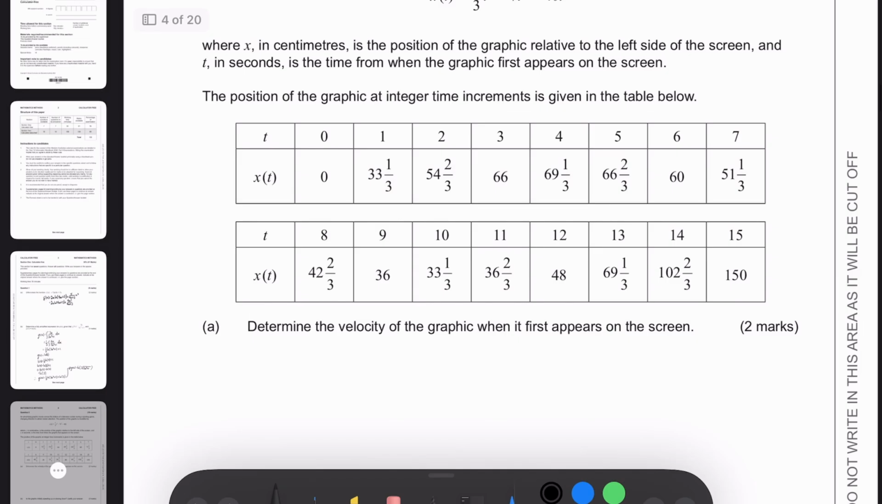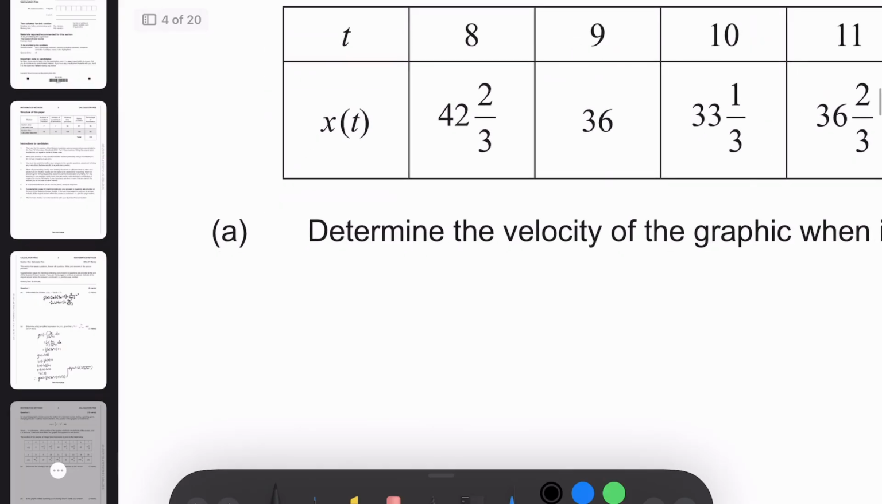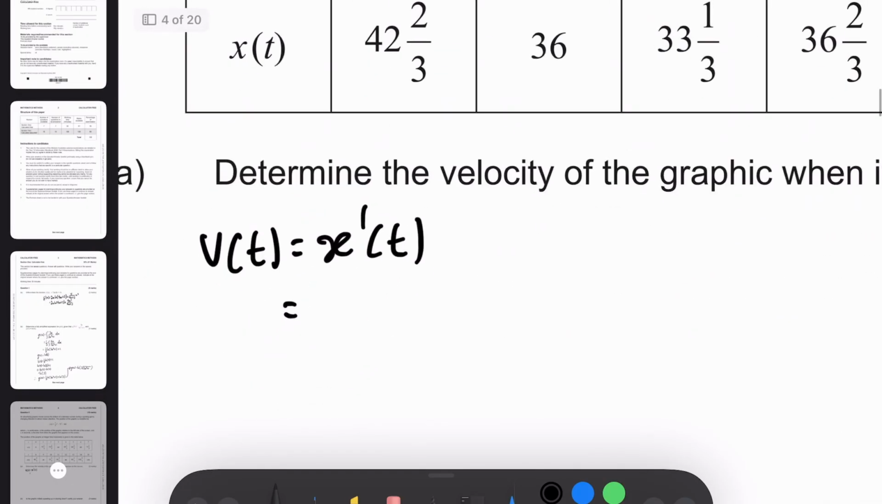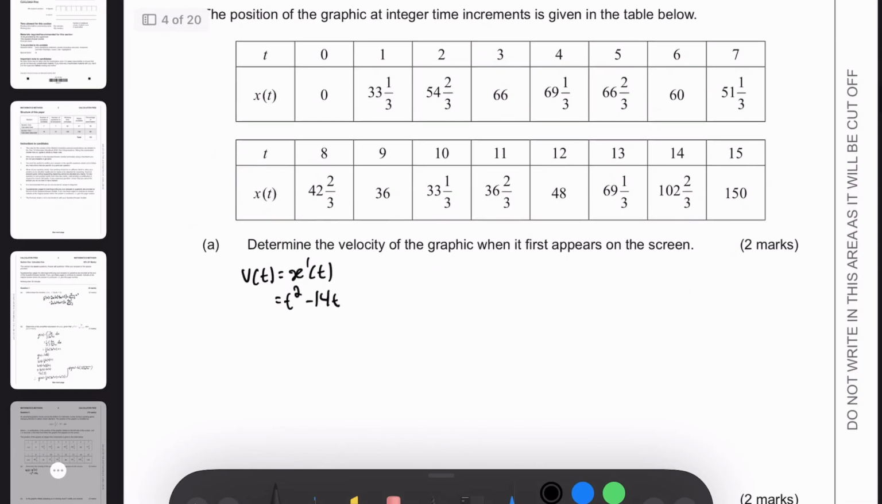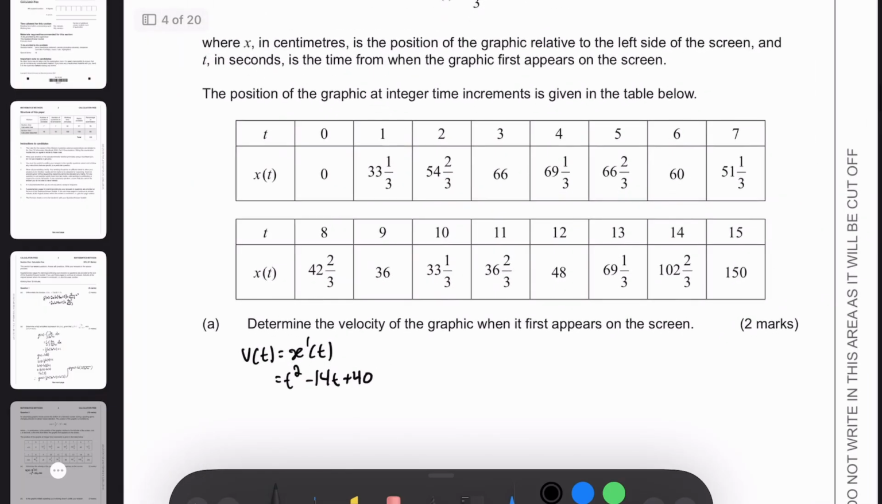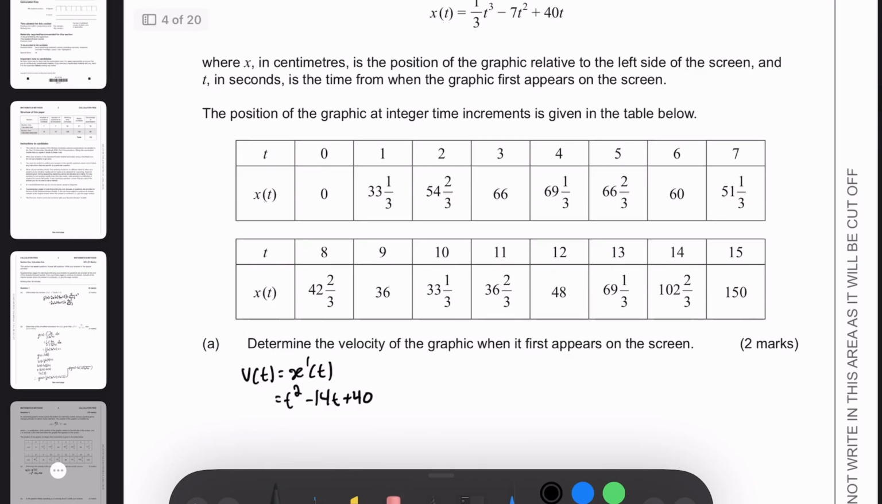So obviously velocity, everyone should know, is the derivative of the position, and we're given the position function, so we can write v of t is equal to x dash of t, which is going to be t squared minus 14t, and I forgot the last bit there, plus 40t. So differentiating that will just give us 40. These are all power rules, so it's pretty simple. Just multiply the power to the coefficients and then lower the power by 1.